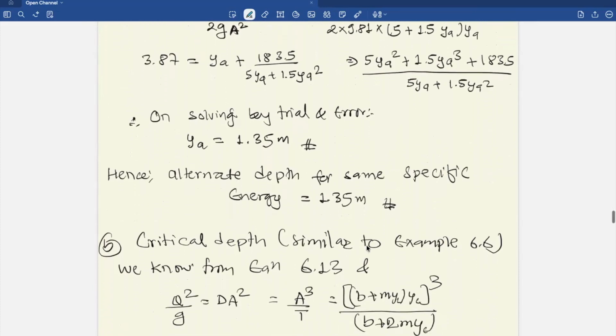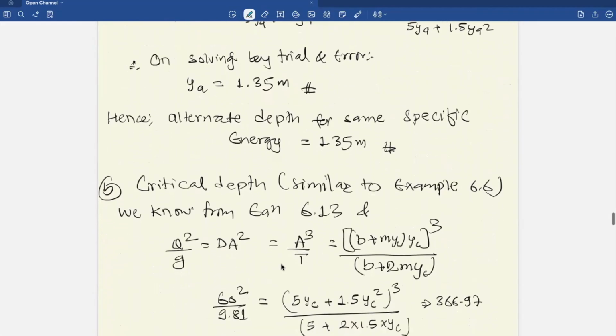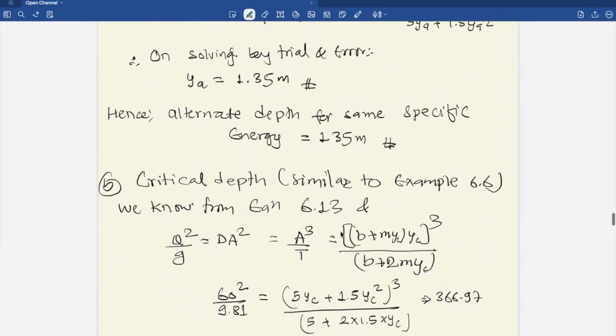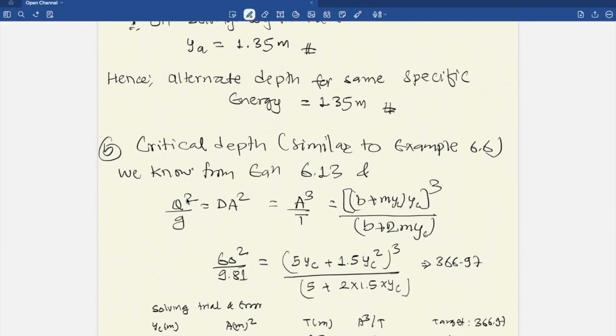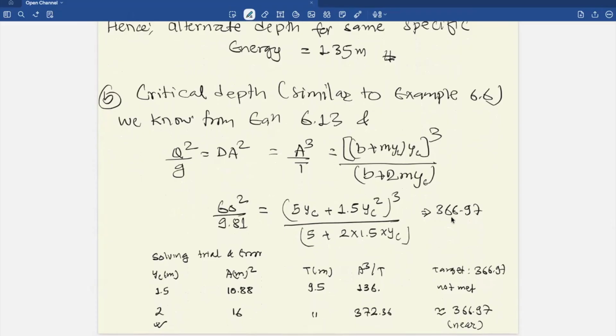Now let us jump to find the critical depth, which is also similar to example 6.6 of the book, since we know the equation, this 6.13, which is from the book. So we know Q square divided by g is equal to A cube by T. Rearranging this equation in terms of A cube by T, because we can compute A and T easily, our RHS will be equal to 366.97.